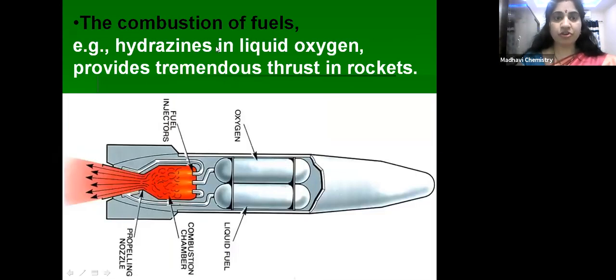Next, combustion of fuels. For example, hydrogen in liquid oxygen provides a tremendous thrust in rockets. For combustion of all fuels, oxygen is required. Oxygen is a supporter of combustion. In presence of oxygen only combustion will take place. Combustion is a highly exothermic process, is it not? Okay, children, these are the uses of dioxygen.